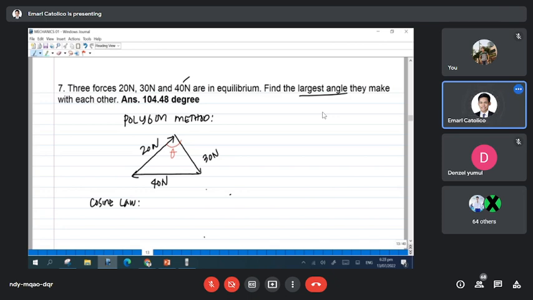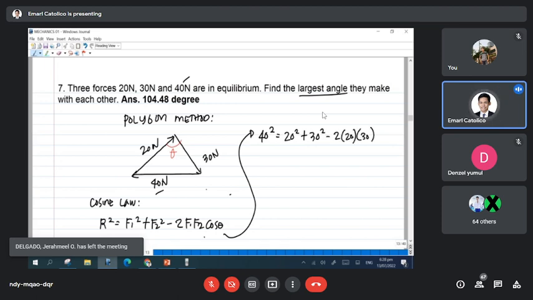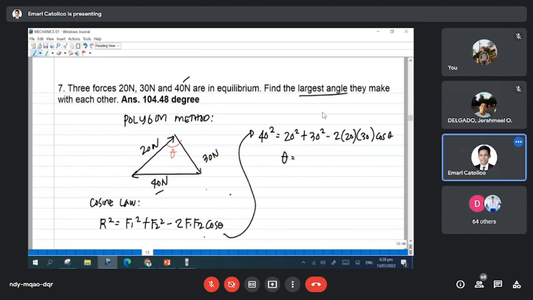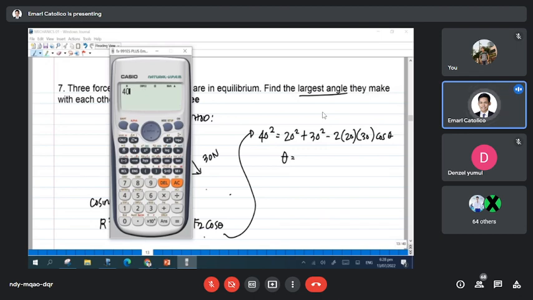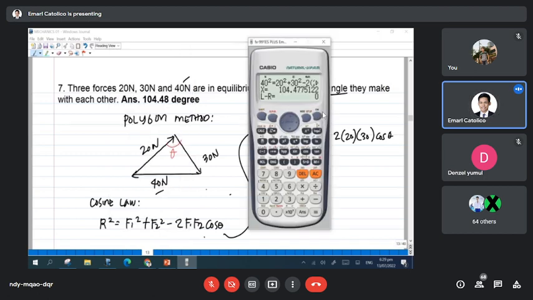Okay? Formula natin, R squared is equals to force 1 squared plus force 2 squared minus 2 force 1 force 2 cosine theta. R natin, yung 40. 40 squared is equals to force 1 natin, let's say 20. 20 squared plus 30 squared minus 2 times 20 times 30 cosine theta. So, one unknown, masasolve mo na si theta. 40 squared, mode 1, is equals to 20 squared plus 30 squared minus 2 times 20 times 30 cosine alpha x. Shift solve, let's say 90 degree. Okay, theta natin is 104.48 degree, which is yun yung sagot.